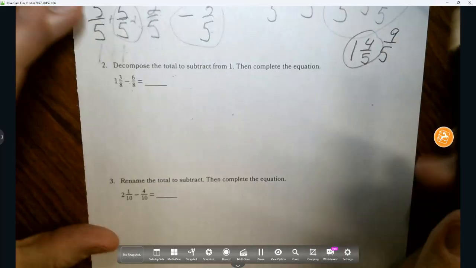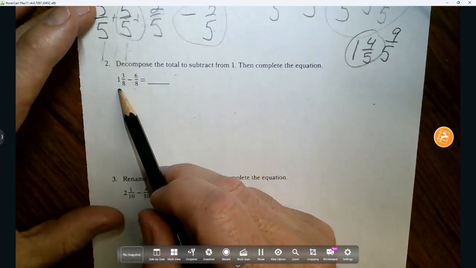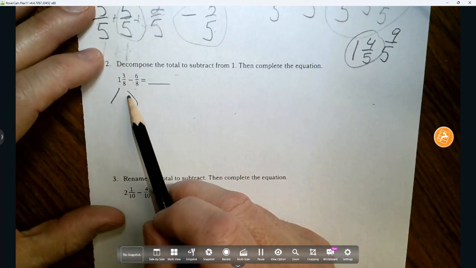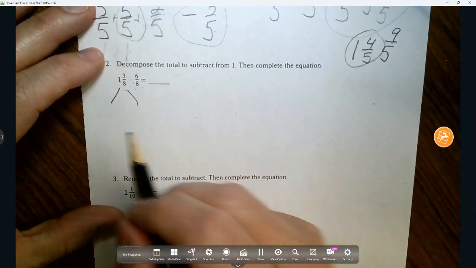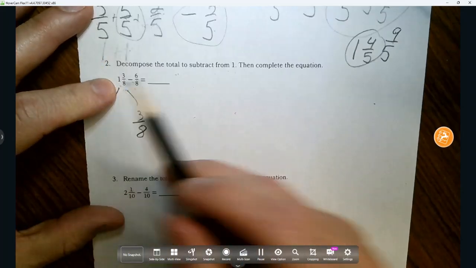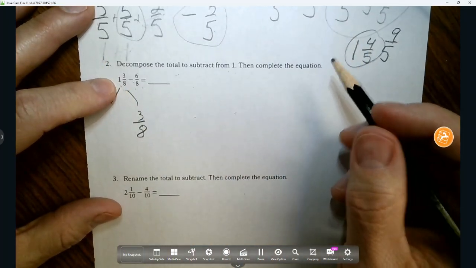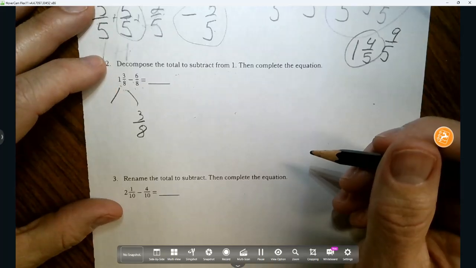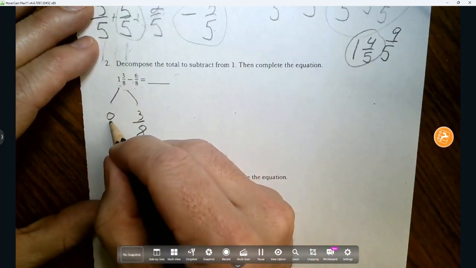So I'm going to do this one with you too to make sure we're on the same page. All right, so break these down. What are we working with? Eighths. So we have 3 eighths here. And what is 1 in eighths? How many eighths is 1 whole? 8 eighths. Very good.